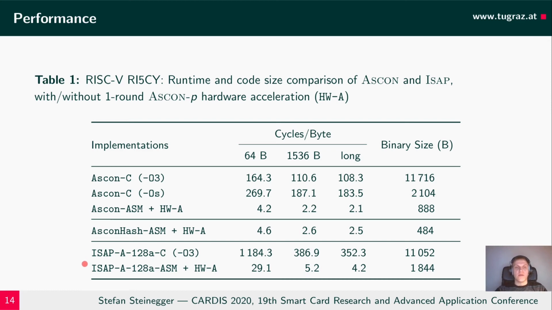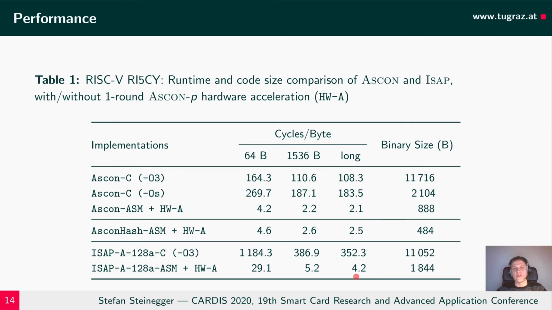In terms of Isap, we tested the Isap A128A C implementation optimized for speed, which resulted in a tremendous 1184.3 cycles per byte for very short 64-byte messages. And with our hardware instructions, we could get that down to only 29.1 cycles per byte. For long messages, the C implementation did quite a bit better as well, with only about 352 cycles per byte. But with our hardware instructions, we could get it down to only 4.2 cycles per byte, which is only double of what we need for Ascon.